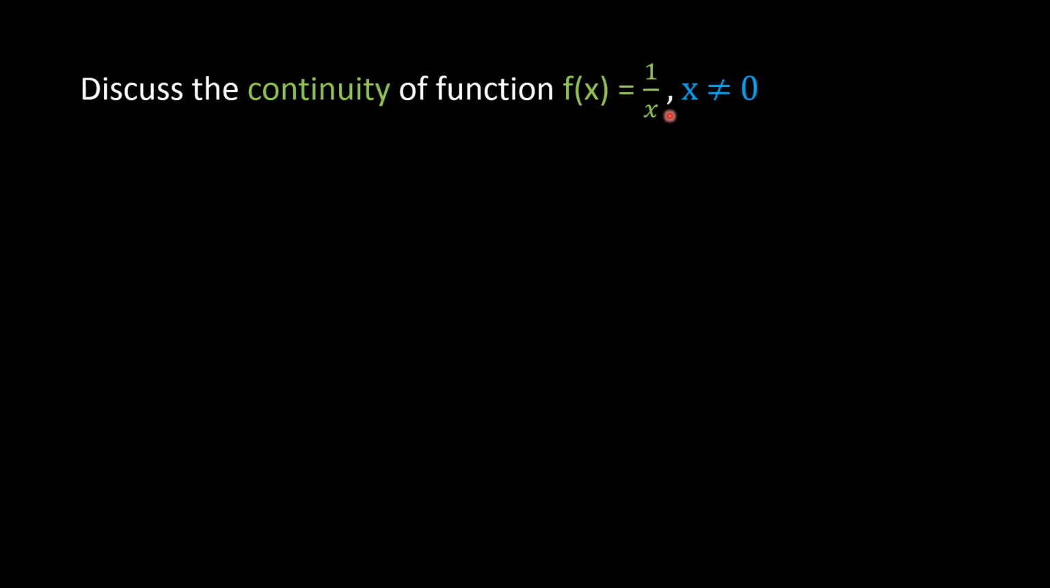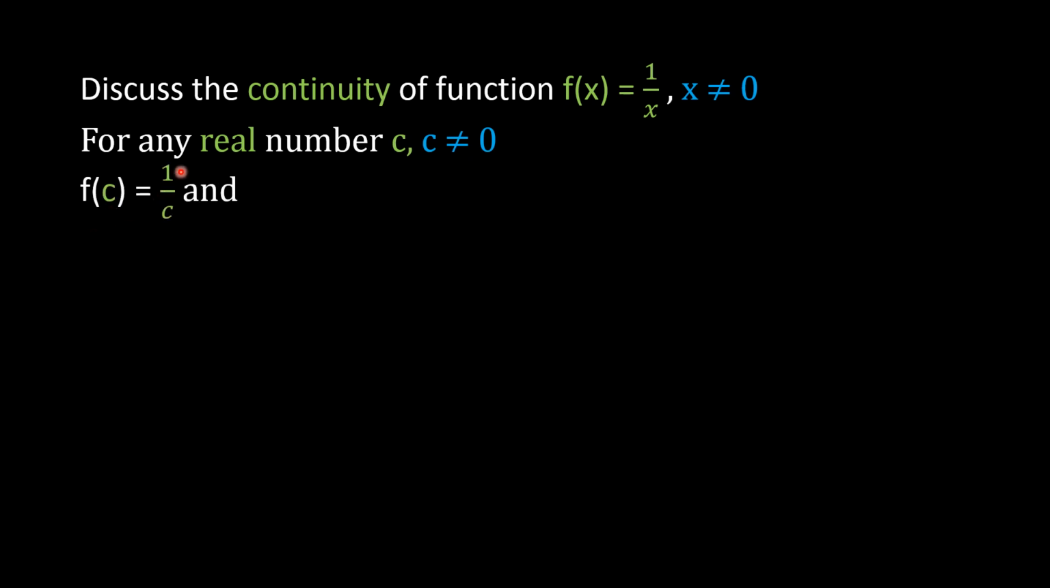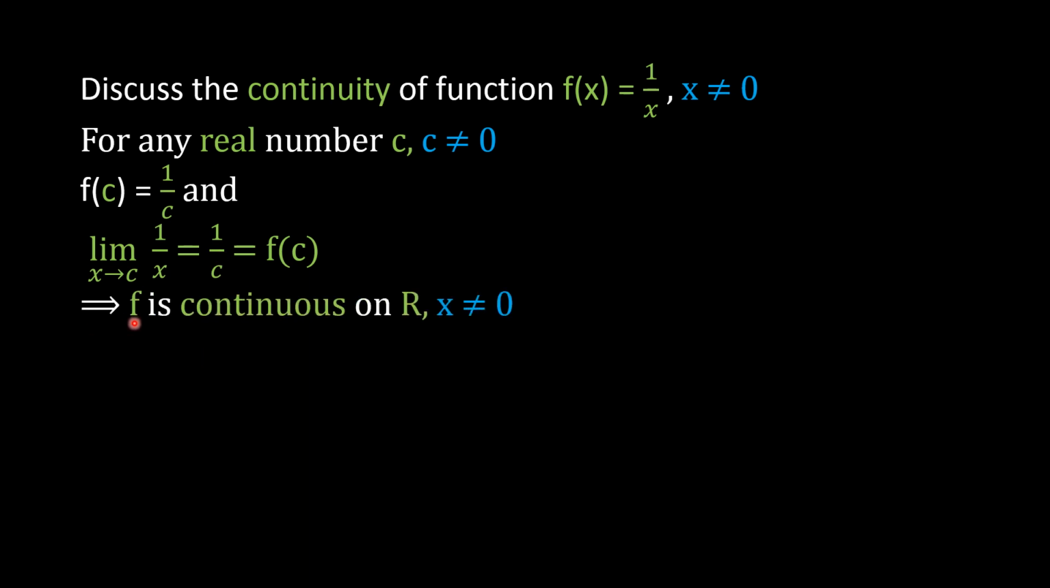Next, discuss the continuity of function f(x) equals 1 upon x when x not equal to 0. We have f(c) equals 1 upon c. And limit of 1 upon x as x approaches c will be 1 upon c, which is same as f(c). See here. Hence we can say that f is continuous.